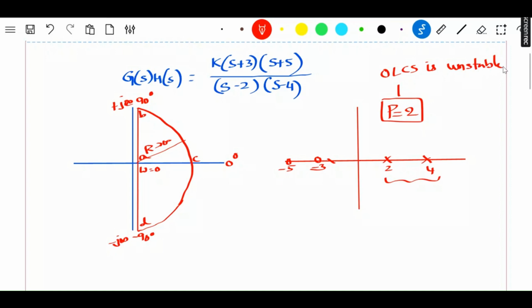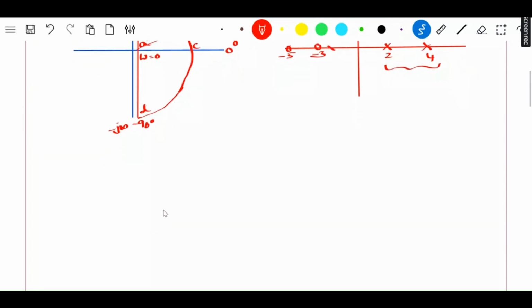So in this problem, as we have two poles in the right half of the S plane, the open loop control system is unstable. Now let us move on further and find the encirclement. To find the encirclement, we need to go with three traces.